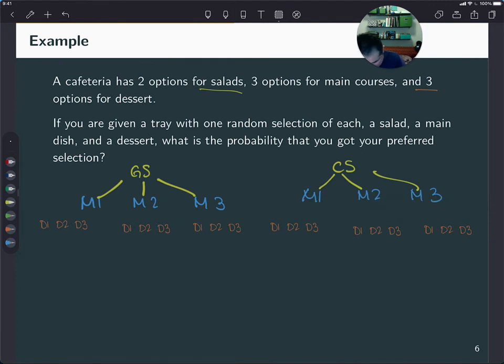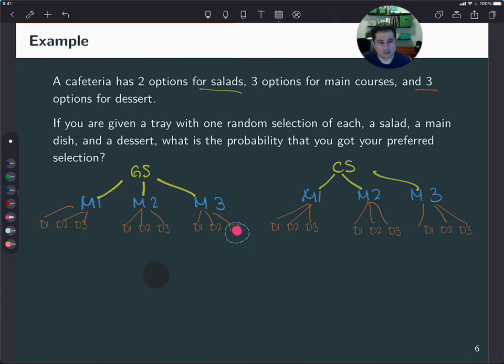Okay, so now I'm going to have lines connected like this. 1, 2, 3, 1, 2, 3, 1, 2, 3, 1, 2, 3, 1, 2, 3, and 1, 2, 3. I hope you understand what this represents. So every one of these at the bottom represents one selection, at the very end.